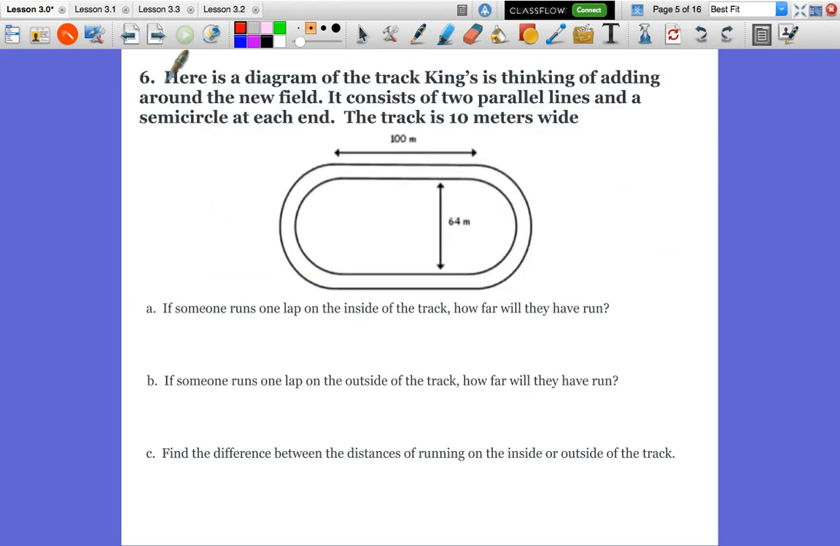So this is our last one we're going to look at with kind of an application here. So here's a diagram of the track Kings is thinking of adding around the new field. The wording is very bizarre, sorry. It consists of 2 parallel lines and a semicircle at each end, okay? So if you kind of think about, and I'm going to draw these lines down here, I've got a rectangle in that middle and 2 semicircles, right? That's what this track is kind of formed by. The track is 10 meters wide, so like this distance is 10 meters.